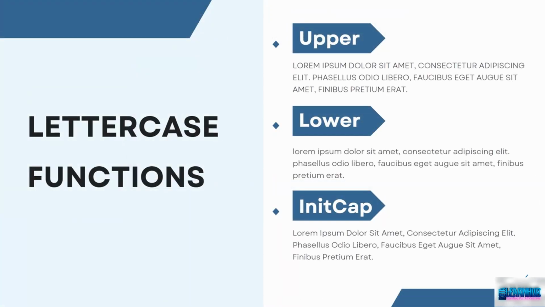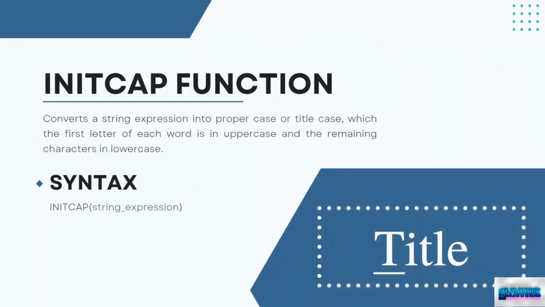Previously, we talked about upper and lowercase, but another commonly used letter case when dealing with string fields is the title case. The string function that handles this type of letter case is the init_cap function. The init_cap function converts a string expression into proper case or title case, where the first letter of each word is in uppercase and the remaining characters are in lowercase. Its syntax is as follows: init_cap(string_expression), where string_expression is a string field or a text expression.